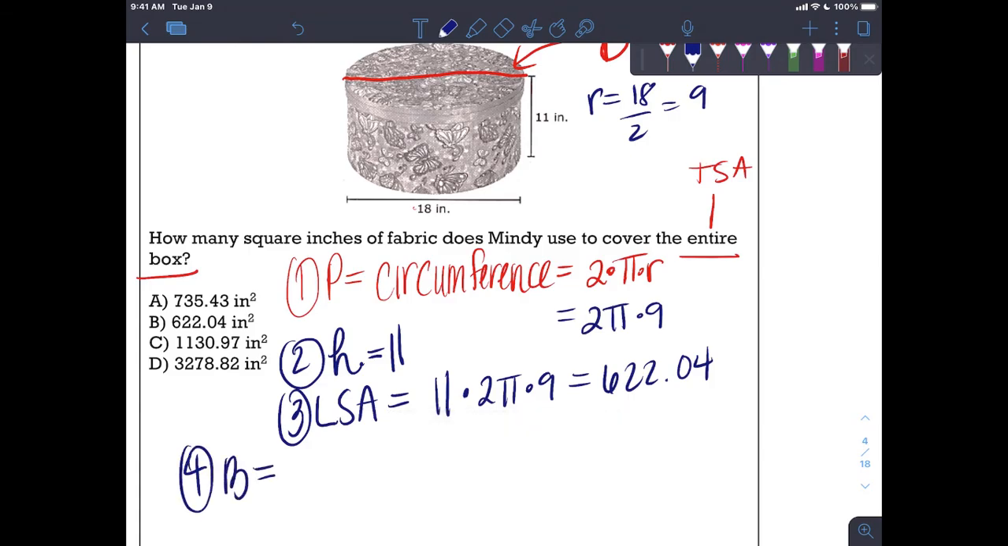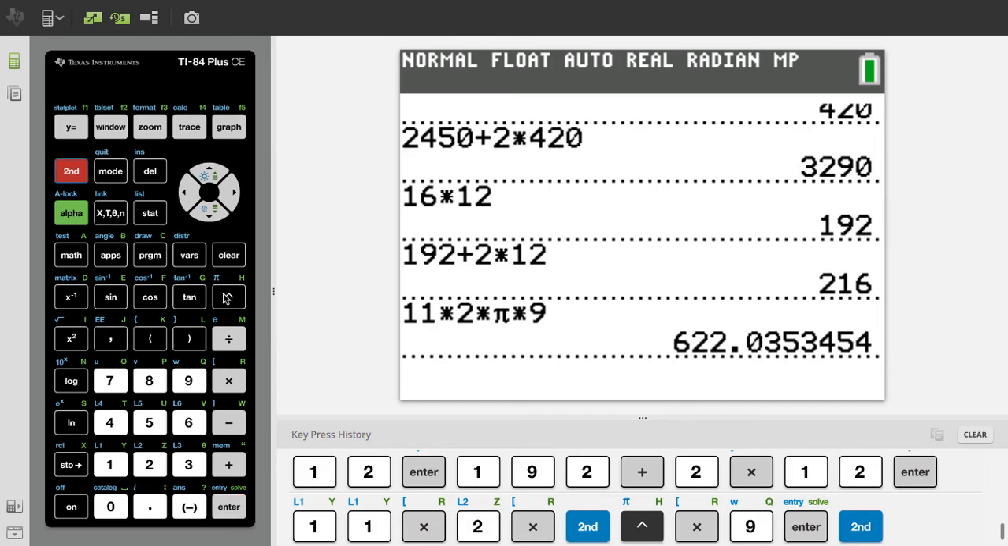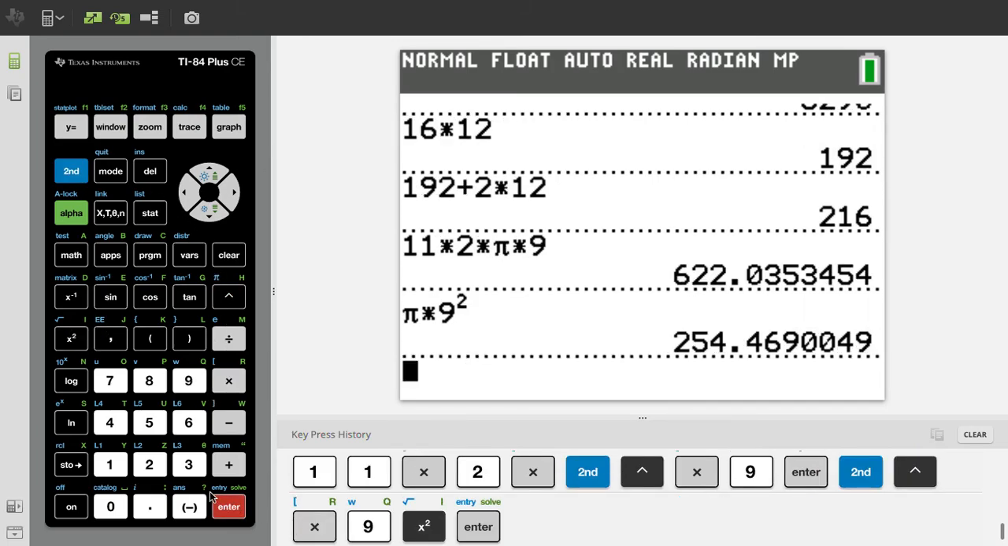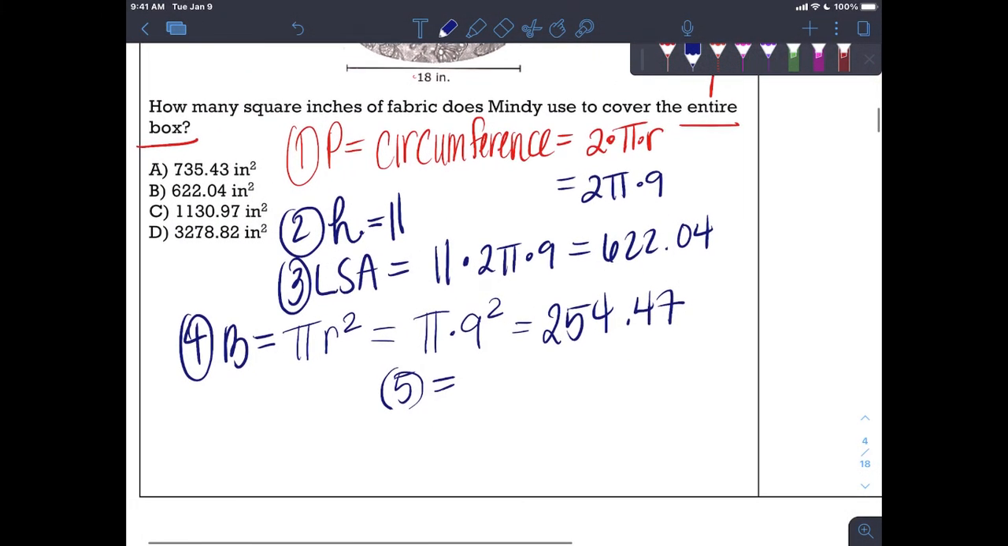Let's find the area of the base. And that would be pi r squared. So pi times 9 squared. I'll put that in my calculator. Pi times 9 squared. 254.47. All right, let's go ahead and make up that total surface area.